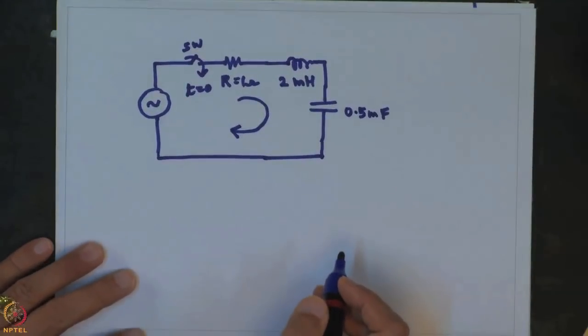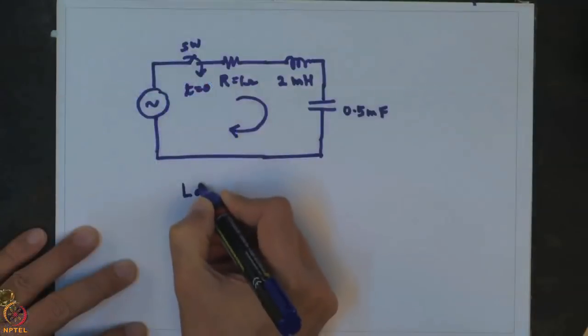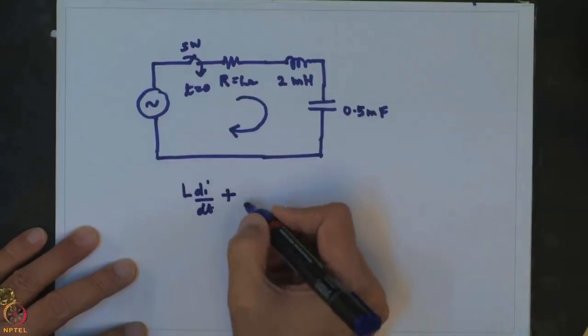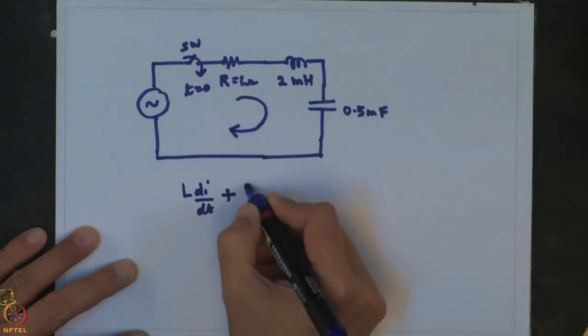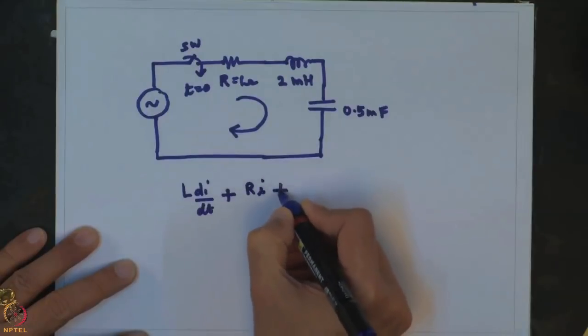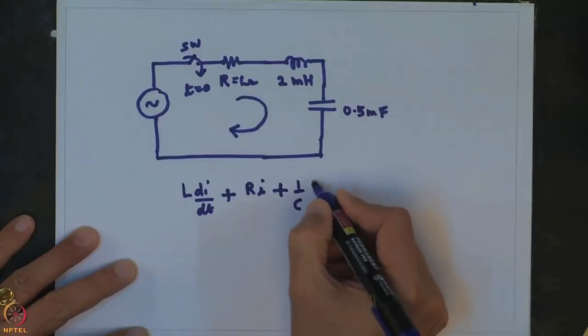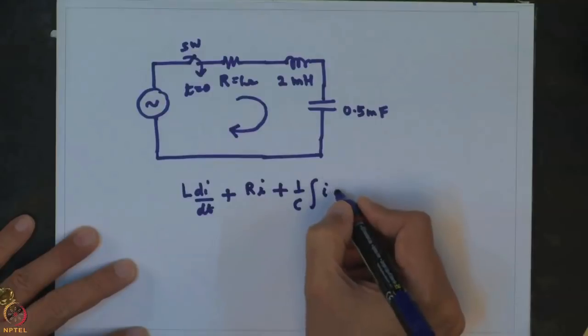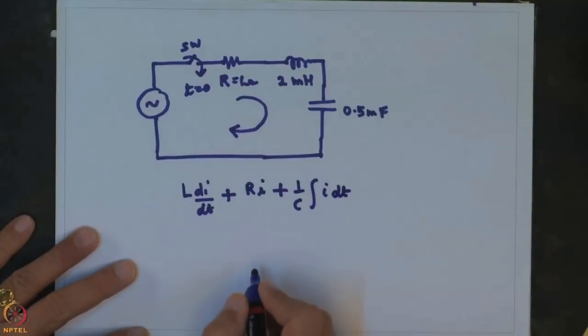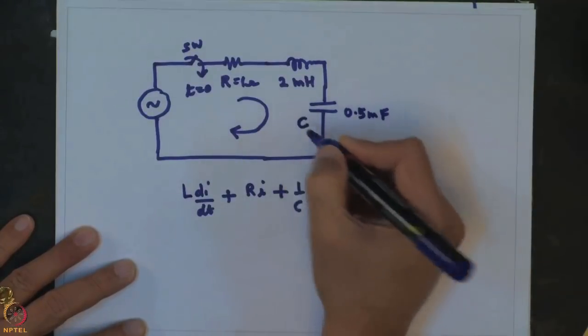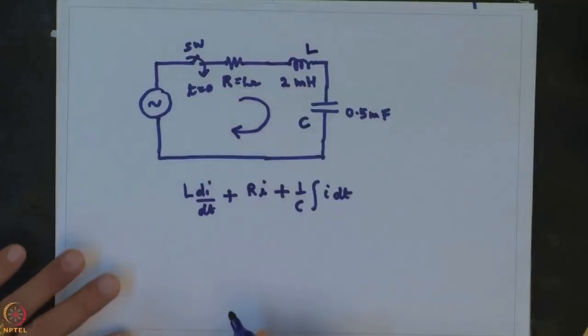Now the first step, as you know, is to apply Kirchhoff's voltage law, which will straightaway lead to the following equation. L di by dt, the voltage across the inductor, plus Ri, the voltage across the resistor, and 1 over C integral of i dt, the voltage that will develop across the capacitor. I can also denote the capacitor and inductor by C and L respectively.